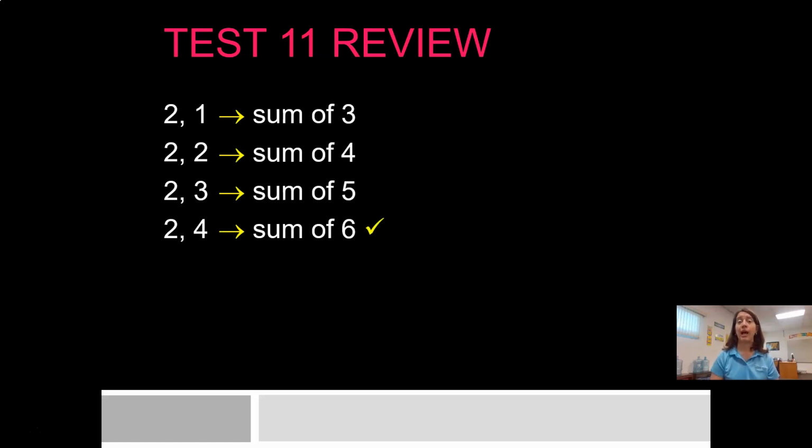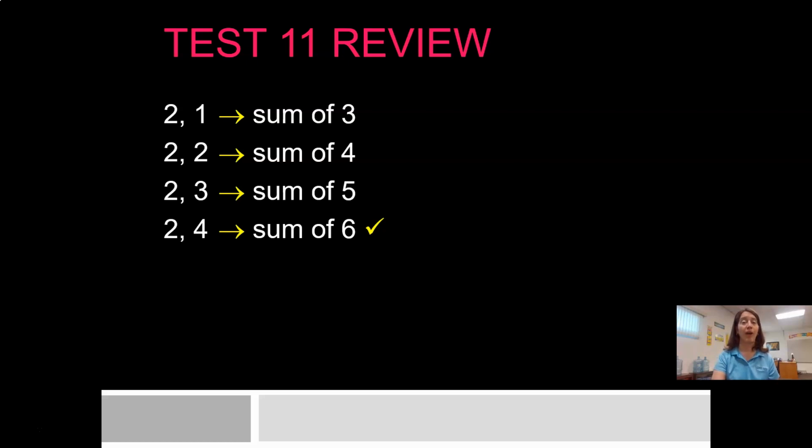The second column are all of the options from the second spinner, 1, 2, 3, and 4. Well, the question is looking for sums. So next to my question, I listed all the sums. 2 plus 1 was 3, 2 plus 2 is 4, and so forth. Well, the question said I was looking for a sum of 6. Which one of those has a sum of 6? The one that I put the check mark by.